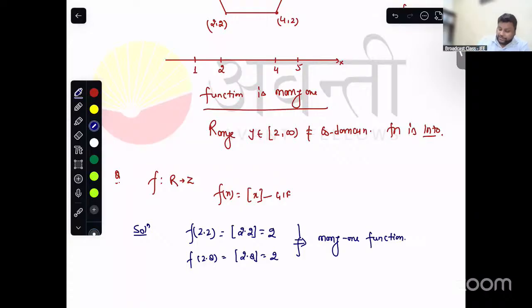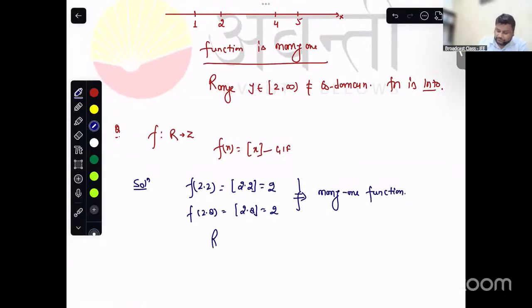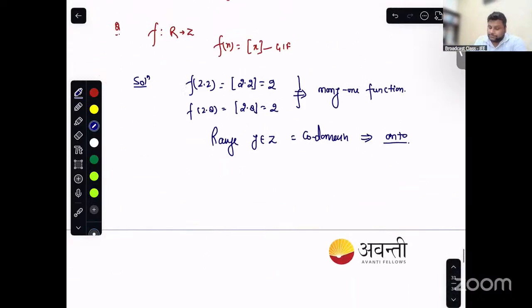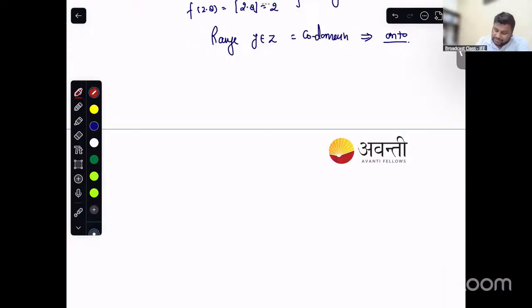Now range of greatest integer function is what? y belongs to all integers. And that is also the codomain given to you. So function is what? Onto. Am I correct? So it is many-one onto. All right. Okay, but let's do one more example.